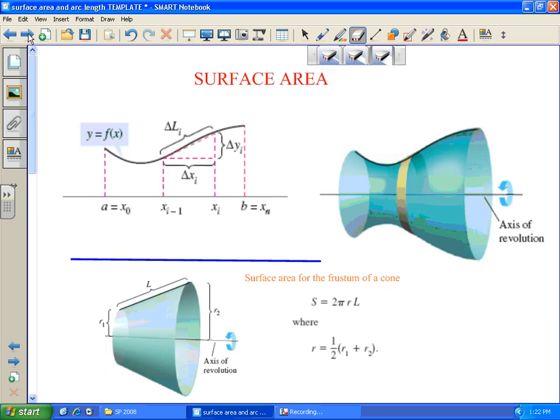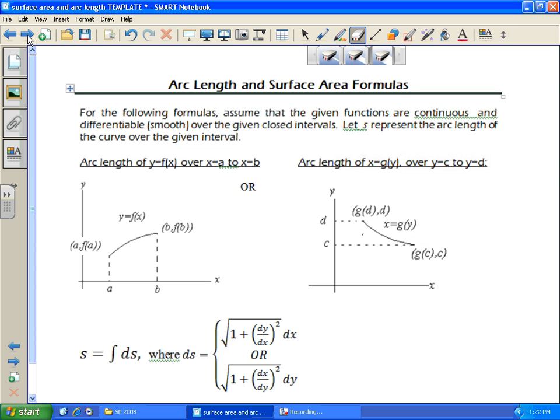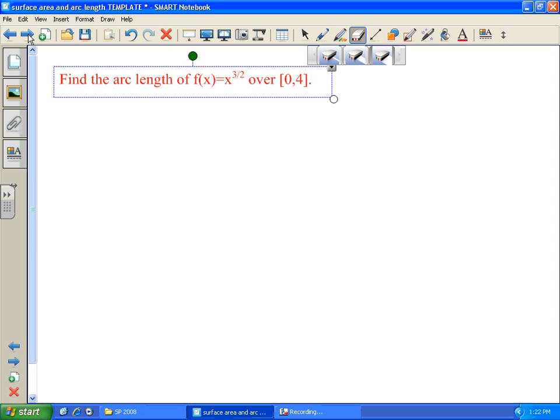Let's fast forward to an arc length example. Let's do this example right here. Find the arc length of f of x equals x to the 3/2 over the interval from 0 to 4.